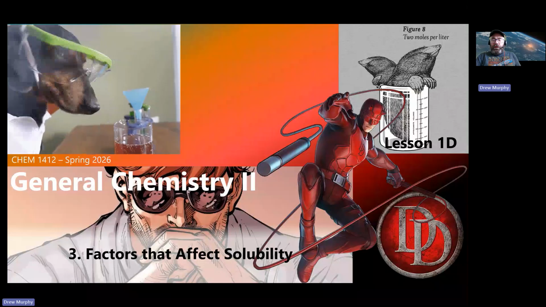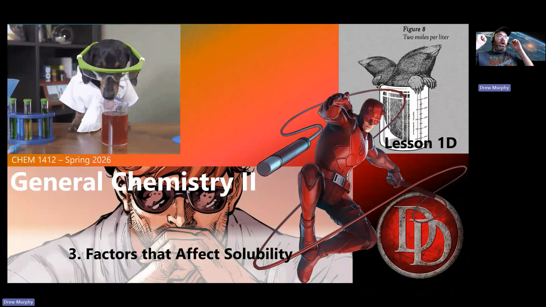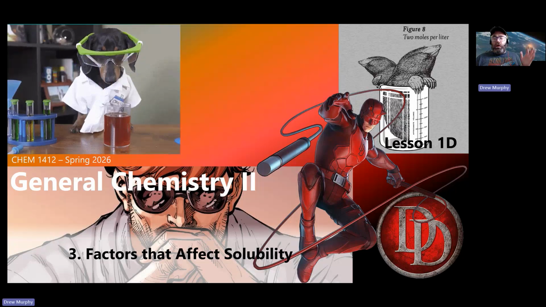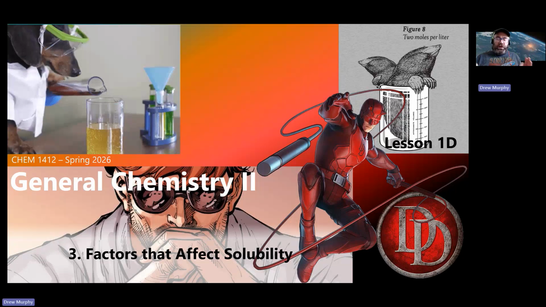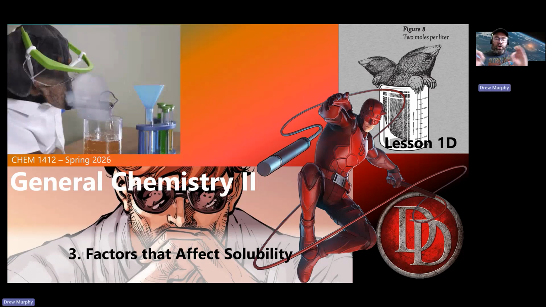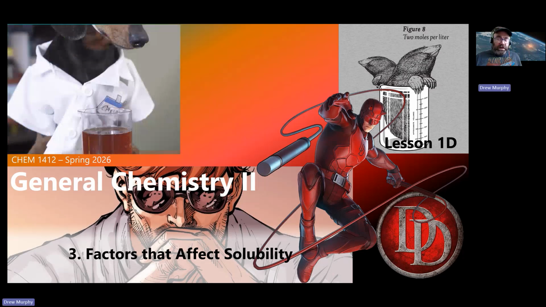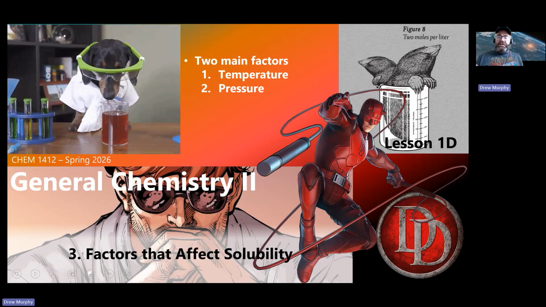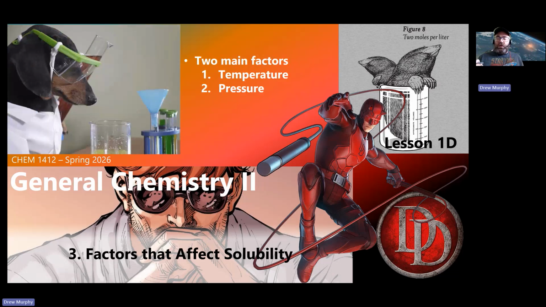So what I want to get at now are the main factors that affect solubility, right? We talked about how solutions form and all about the intermolecular forces. You have to have intermolecular forces that are compatible for things to work. What we're talking about with factors that affect solubility is kind of like detail. So once you have a solution, what makes something more or less soluble in it?